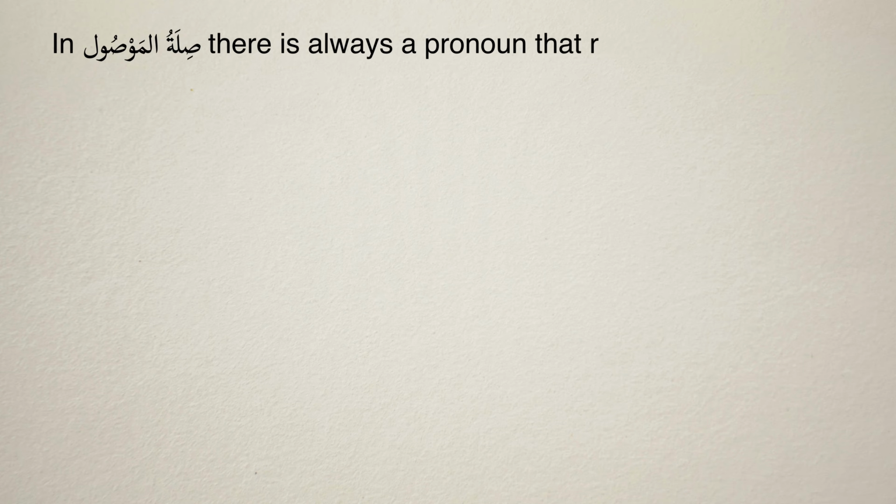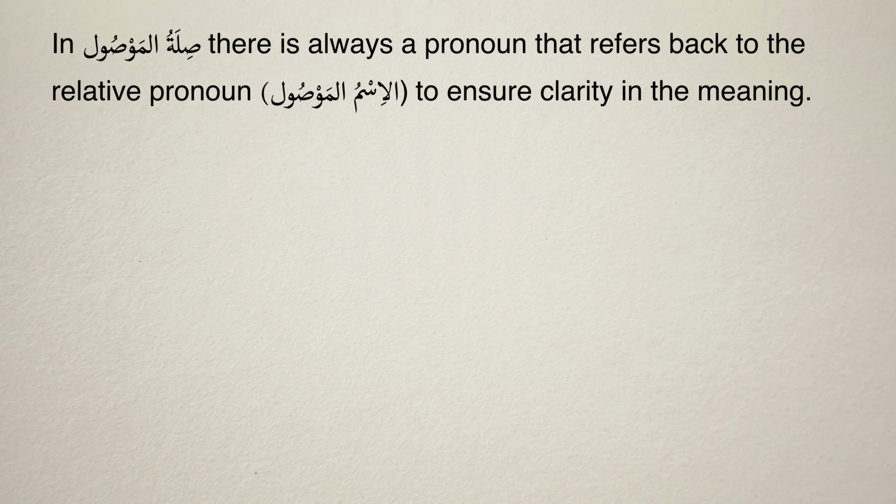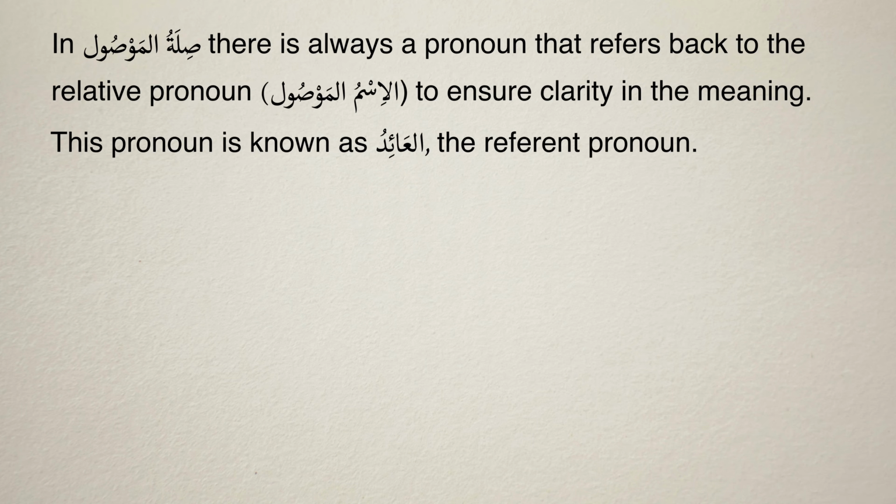Now, here is an important point. In صلة الموصول, there is always a pronoun that refers back to the relative pronoun, that is al-ism al-mawsul, to ensure clarity in the meaning. This pronoun is known as al-a'id, meaning the referent pronoun. Let's understand this with some examples.